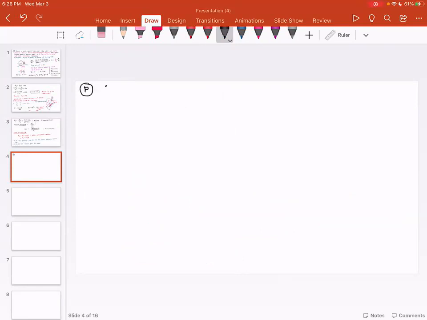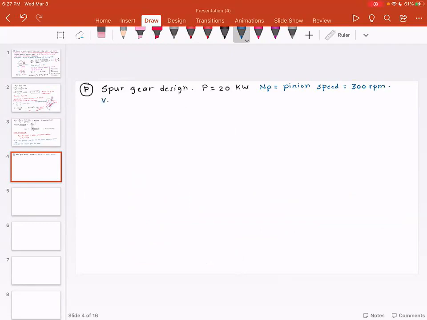So spur gear design. The power to be transmitted, P, is equal to 20 kilowatt. So we have to transmit 20 kilowatts. The speed of the pinion, NP, stands for pinion speed, and this pinion speed is 300 RPM. So the pinion is rotating at 300 RPM.